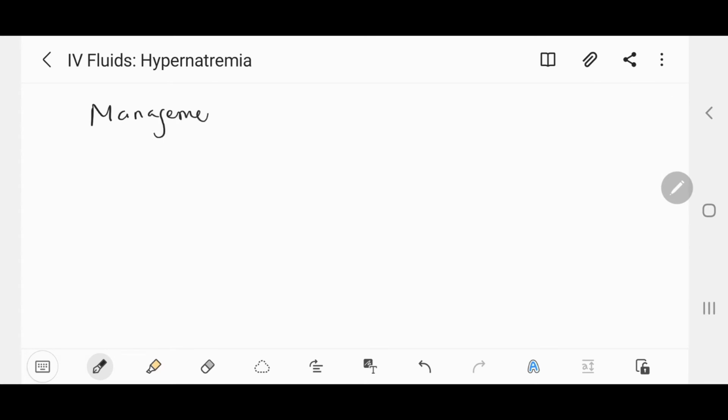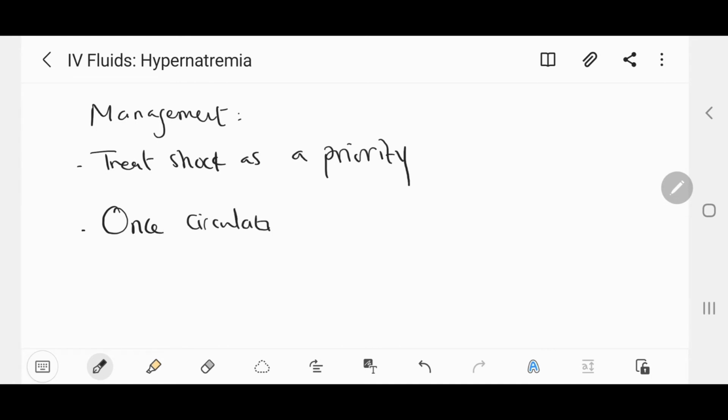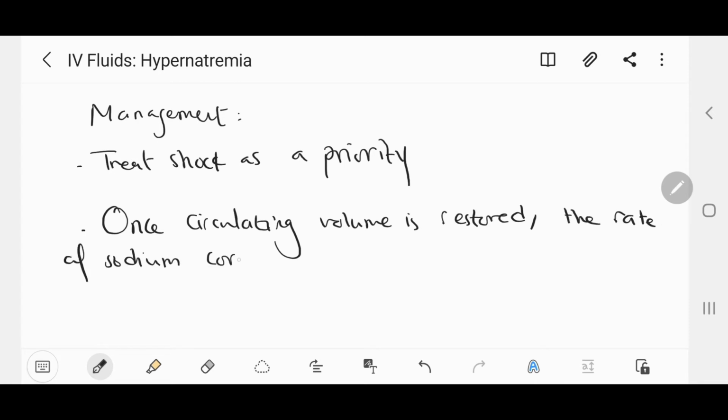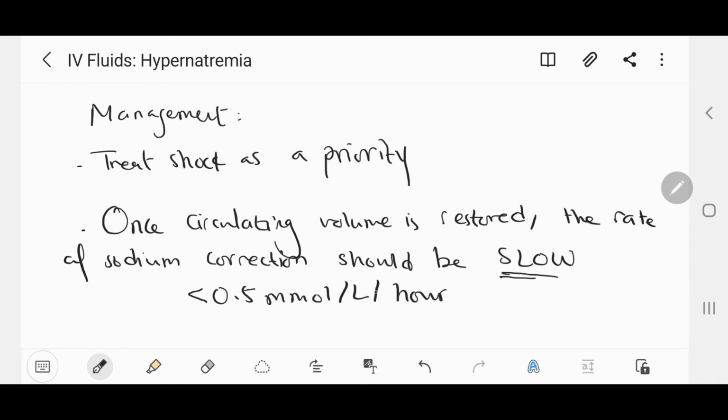And now for management. We first of all treat shock as a priority, of course. There is a video about the resuscitation in detail. I'll link it down below if you need it. Once circulating volume is restored, the rate of sodium correction should be slow, no more than 0.5 millimole per liter per hour or 10 to 12 millimole per liter per day.